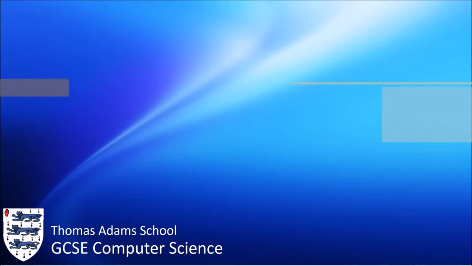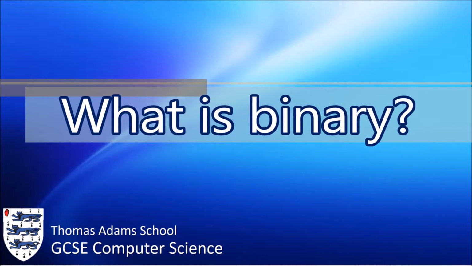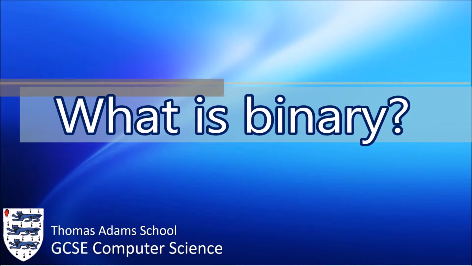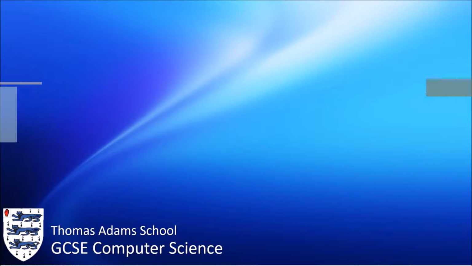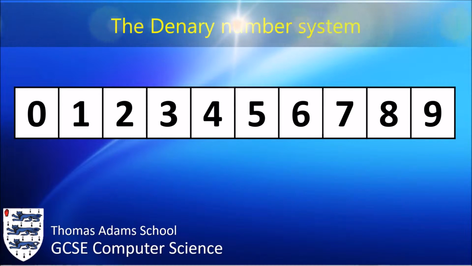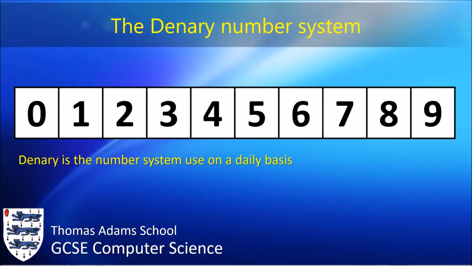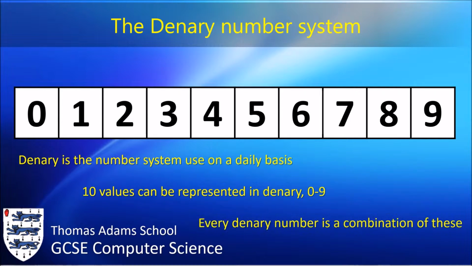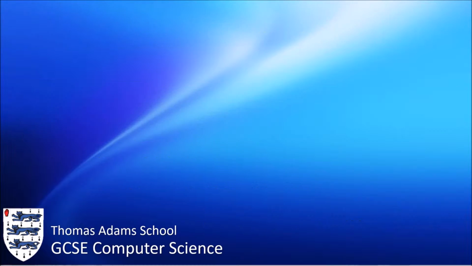Let's start by having a look at what binary actually is and why we use it in computer science. First of all, we'll look at the denary number system. That's the standard number system that we use on an everyday basis. There are 10 values from 0 to 9. Every denary number is made up of a combination of these values.